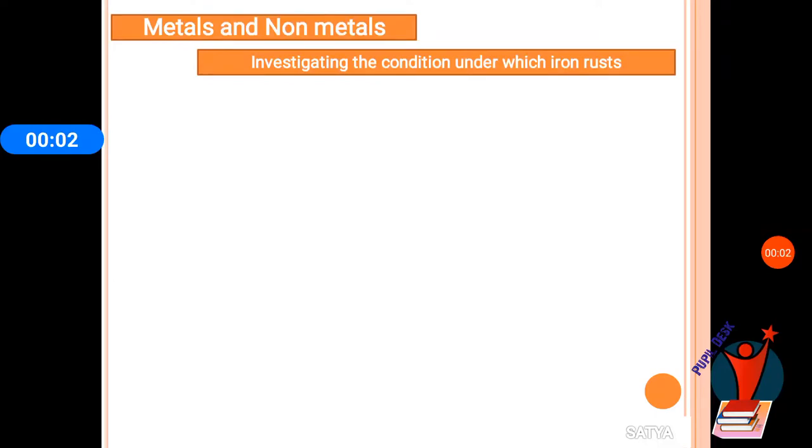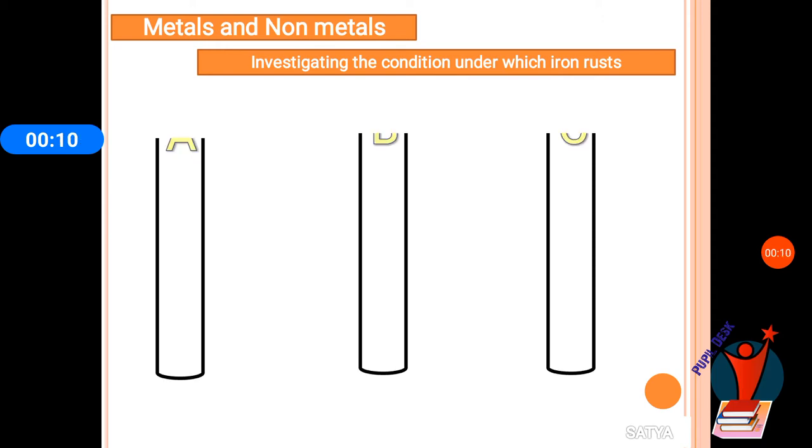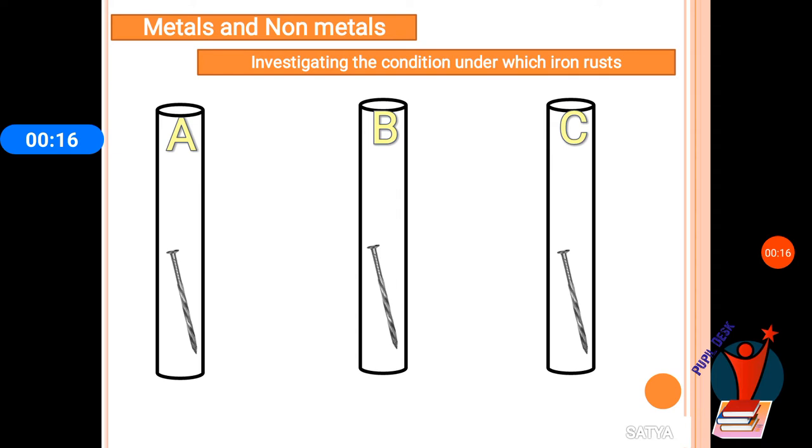In this session, we will investigate the conditions under which iron rusts. For this, we will conduct one experiment. Take 3 test tubes A, B and C. Place an iron nail in all the 3 test tubes.